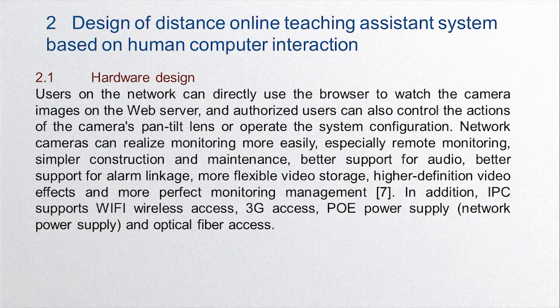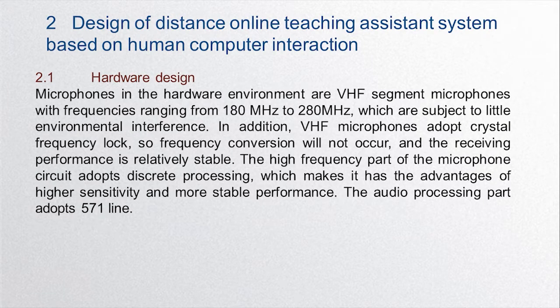Users on the network can directly use browsers to watch the camera images on the web server, and authorized users can also control the action of the camera's pan tilt lens or operate the system configurations. Microphones in the hardware environment are VHF segment microphones with frequencies ranging from 180 Hz to 280 Hz, which are subject to little environment interference.